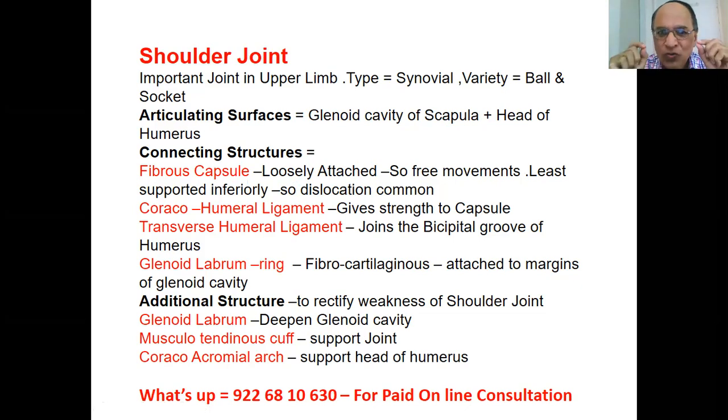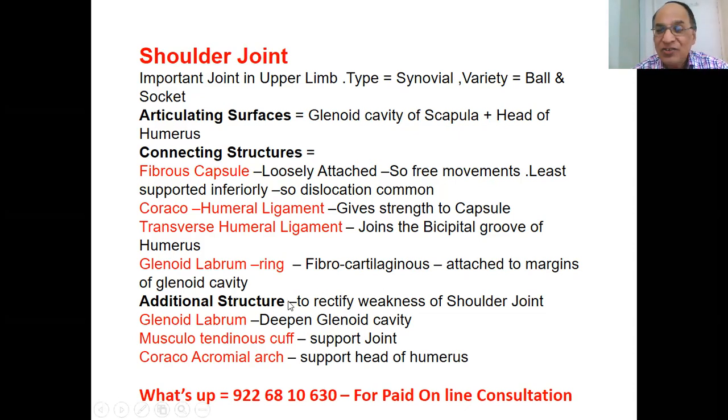Fibrous capsule is loose. This is least supported inferiorly, from the bottom. So dislocation of the shoulder joint is very, very common. If we lift the child, all of a sudden the shoulder joint gets dislocated. Coracohumeral ligament gives strength to this fibrous capsule. Transverse humeral ligament bridges the bicipital groove of the humerus. Glenoid labrum is a fibrocartilaginous ring attached to the margins of the glenoid cavity, around the glenoid cavity.